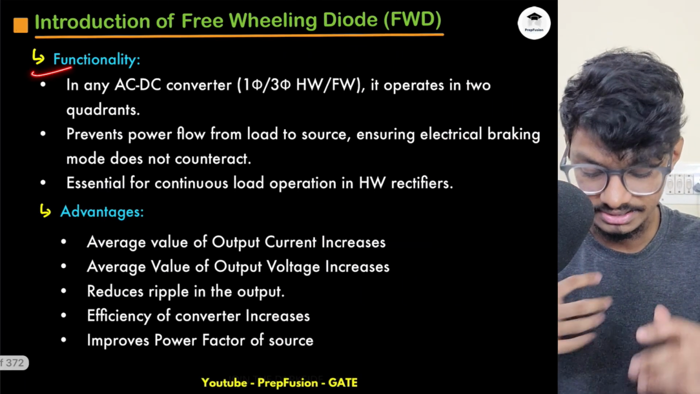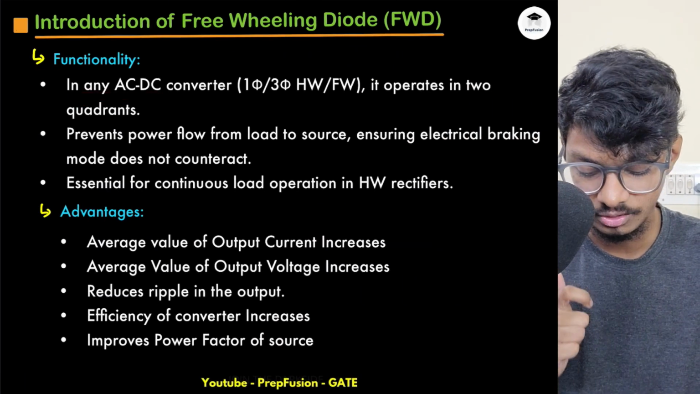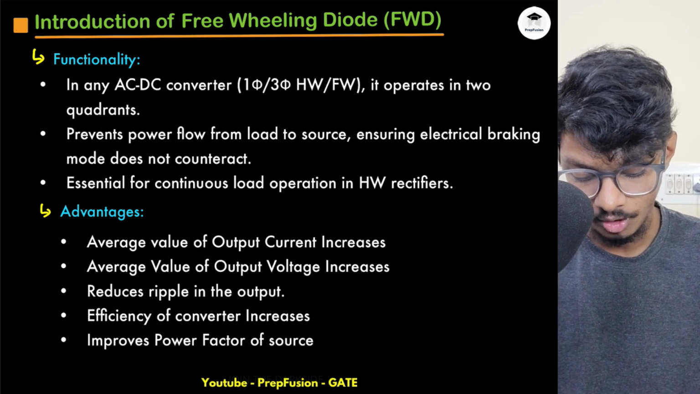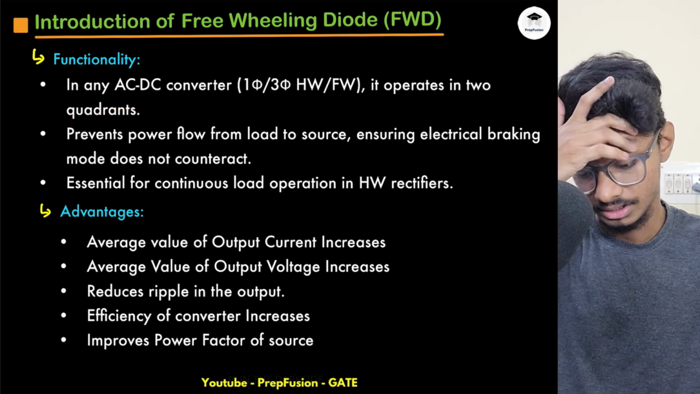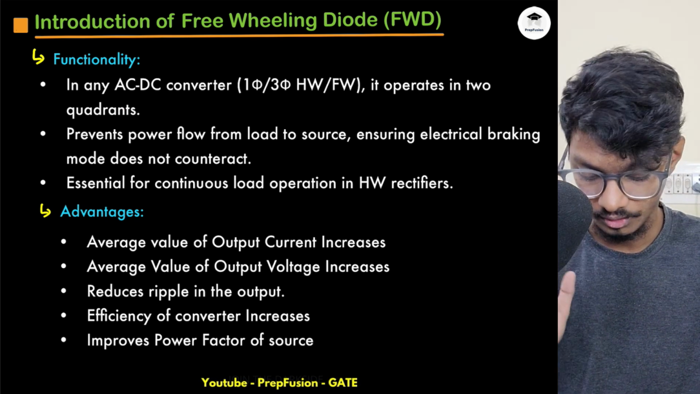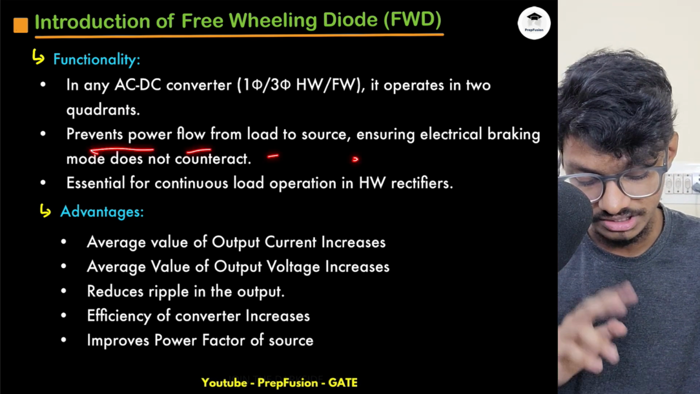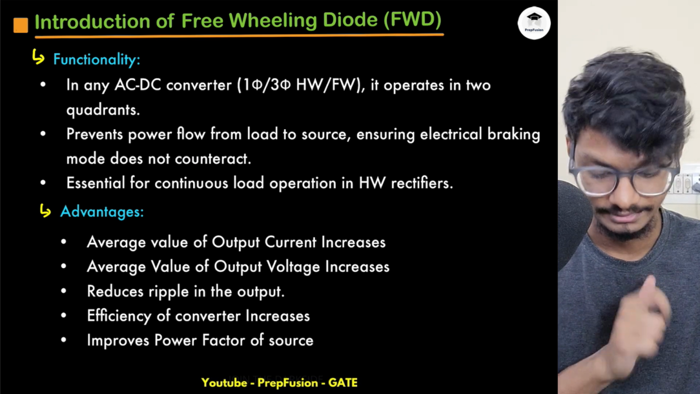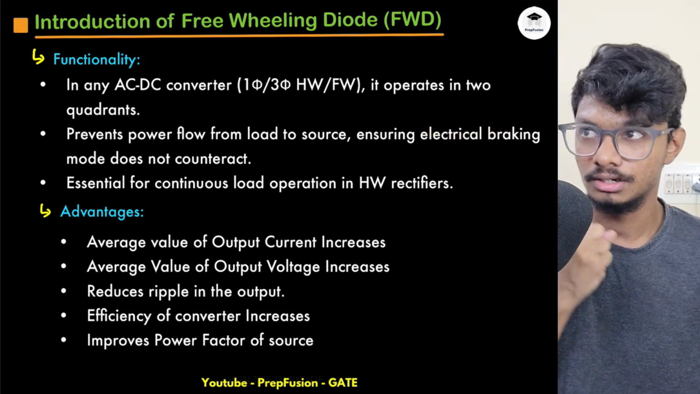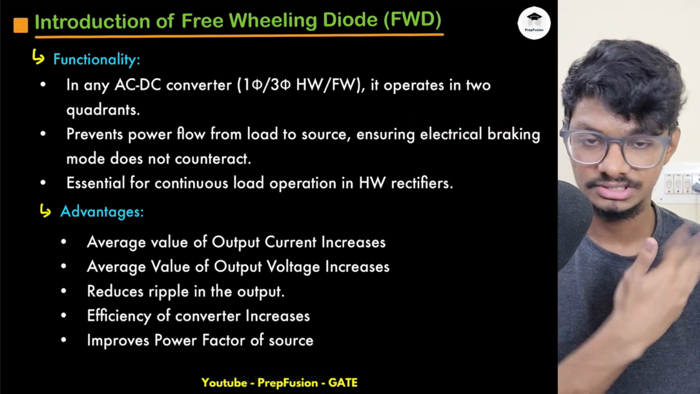Now let's start with the functionality. In any AC to DC converter, single phase half wave, the freewheeling diode operates in two quadrants, and prevents power flow from load to source, ensuring the electrical braking mode does not counteract. Whenever we use electrical braking in DC machines, we will study about this.